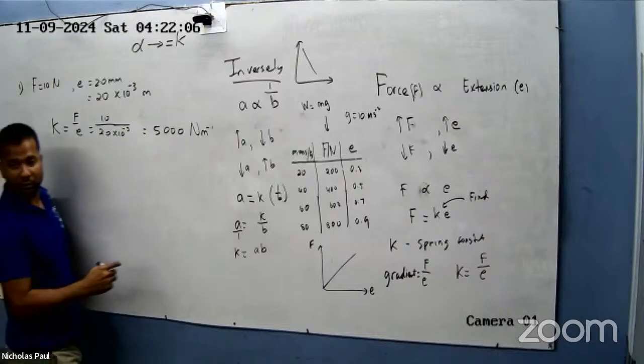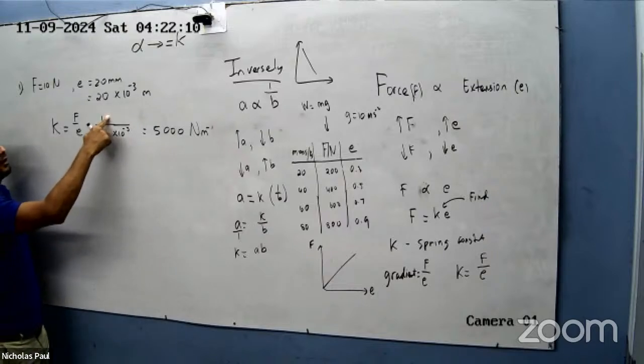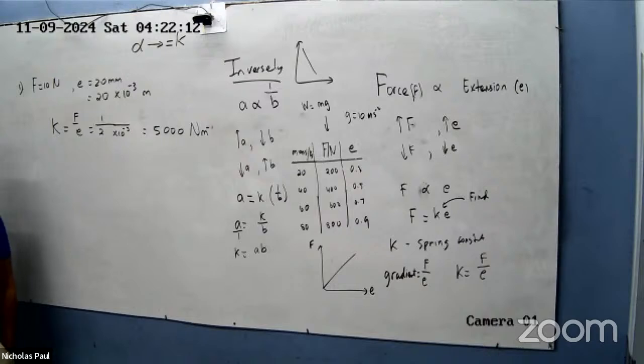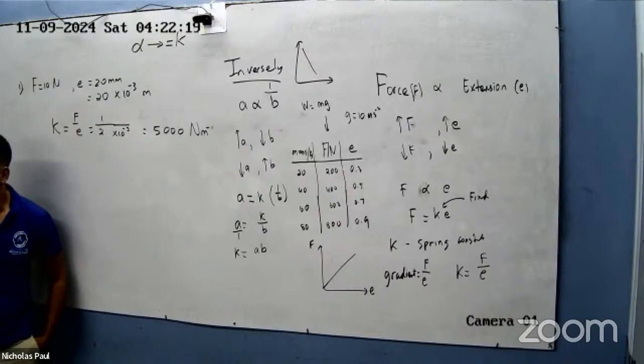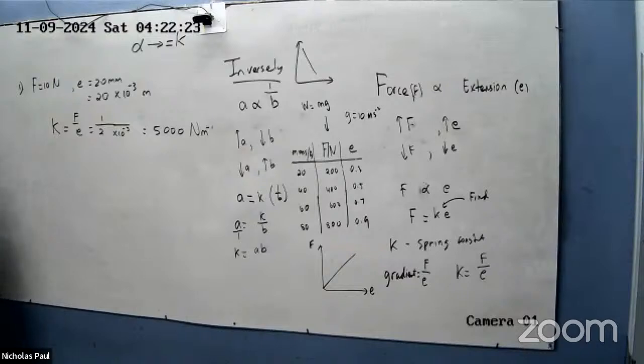Yes, it should be 5,000. Take it back and see. Put it in the calculator. Jump for the whole exponent, right? Calculator. 20 divided by 1,000.